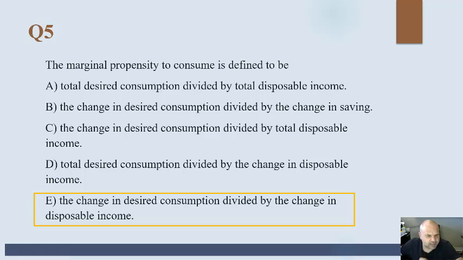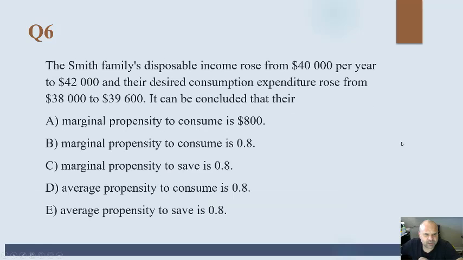And they will be different if we have government and trade in the model. So the next question here says that the Smiths family disposable income rose from $40,000 per year to $42,000, and their desired consumption expenditure rose from $38,000 to $39,600. It can be concluded then that which is the correct answer.